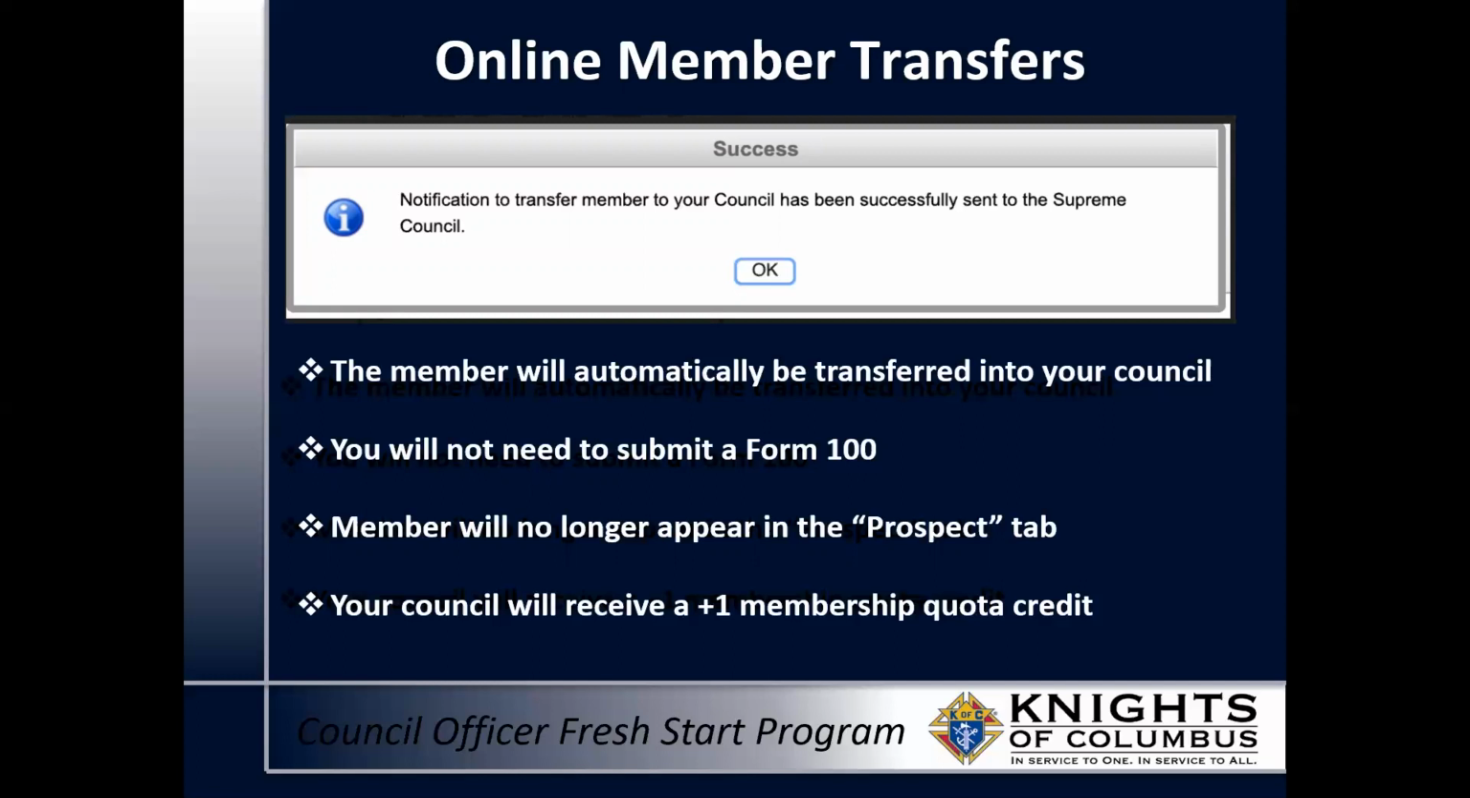So now all the information that was entered from the e-membership would then appear in your roster as one of the members of your council.